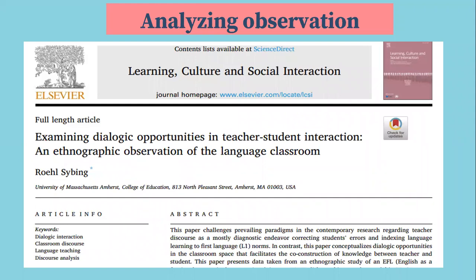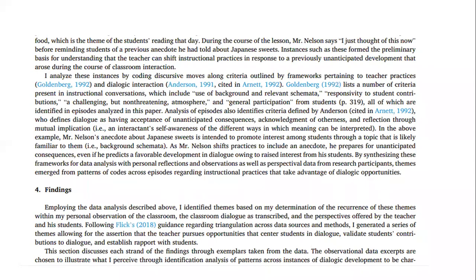Okay, next is an example of analyzing observation, gathered from the Learning, Culture and Social Interaction Journal. The title is Examining Dialogic Opportunities in Teacher-Student Interaction. This is an ethnographic observation of the language classroom. As it is in the title, this is an ethnographic observation of the language classroom. So using observation in the language classroom, you can see here that the analysis is based on the observation of the classroom.